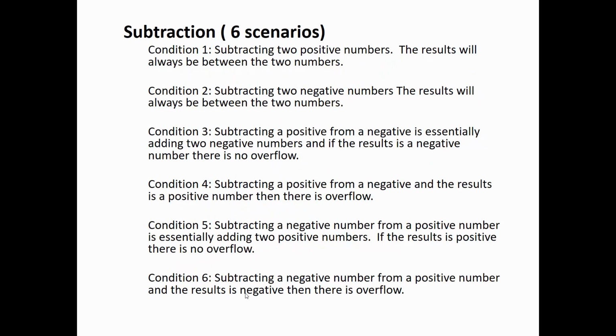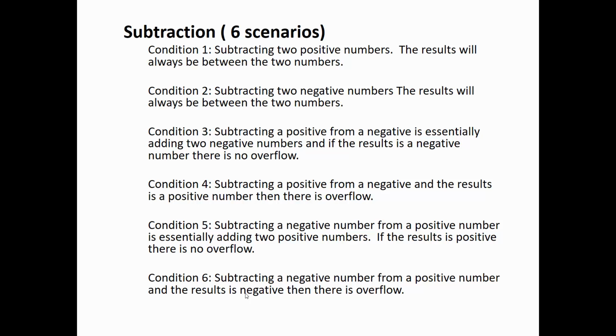We're going to break this up into 6 scenarios just because subtracting a positive from a negative and a negative from a positive are really two different things. Condition 1, subtracting two positive numbers. Results will always be between the two numbers. It can't be overflow. Likewise, when we're subtracting two negative numbers, the results will always be between the two numbers.